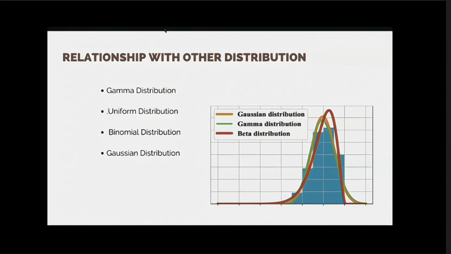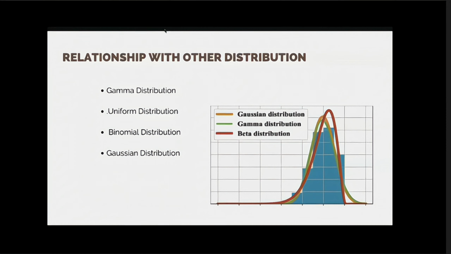The uniform distribution. The uniform distribution is a special case of the beta distribution when both shape parameters alpha and beta are equal to 1. In this case, the beta distribution becomes a flat line across the interval 0 to 1, indicating that all outcomes are equally likely. This relationship highlights how the beta distribution can transition into a uniform distribution, showcasing its flexibility in modeling different types of data.